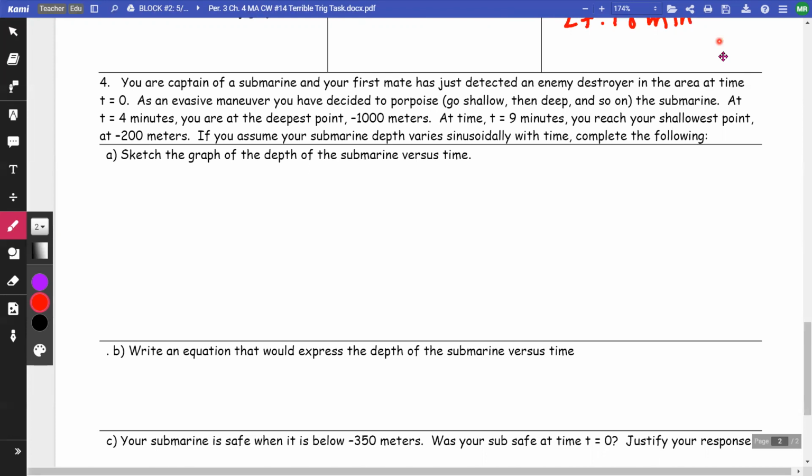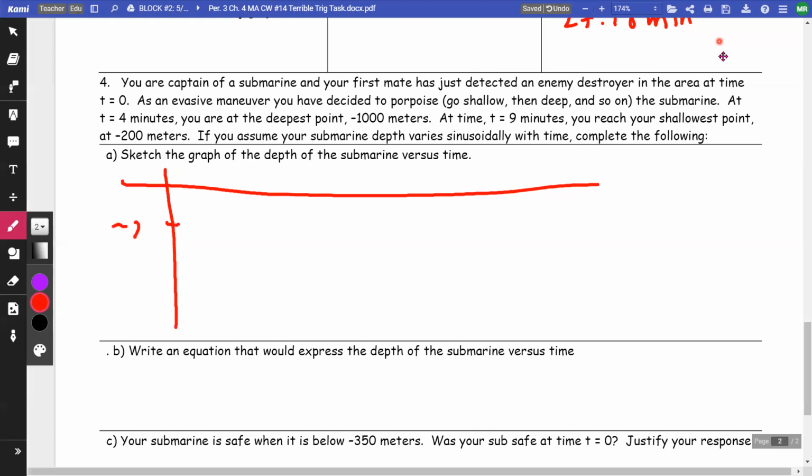Okay. So if I'm graphing this, we're actually below. So the shallowest that they go is going to be negative 200. The deepest that they go is going to be negative 1,000. And then halfway in between, if I add those together and divide by 2, it is going to be negative 600.